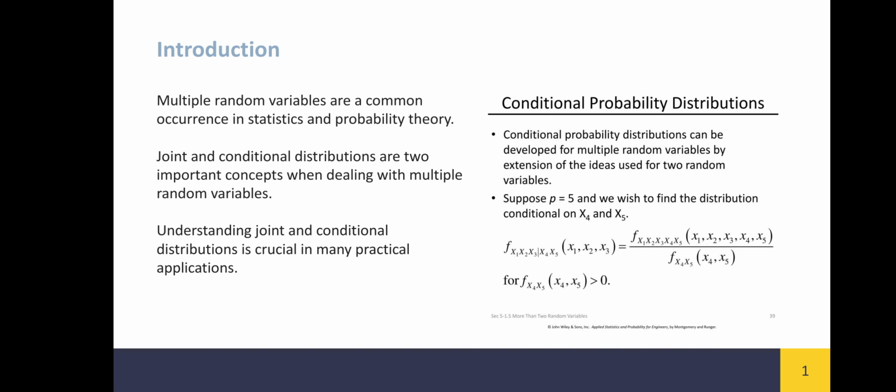Introduction. Multiple random variables are a common occurrence in statistics and probability theory. Joint and conditional distributions are two important concepts when dealing with multiple random variables. Understanding joint and conditional distributions is crucial in many practical applications.